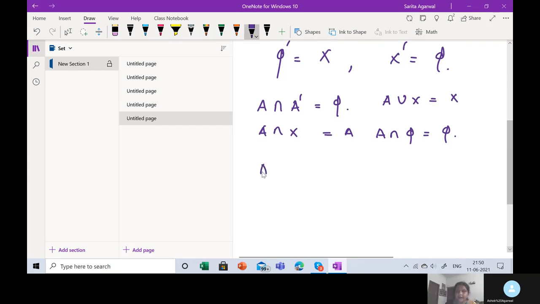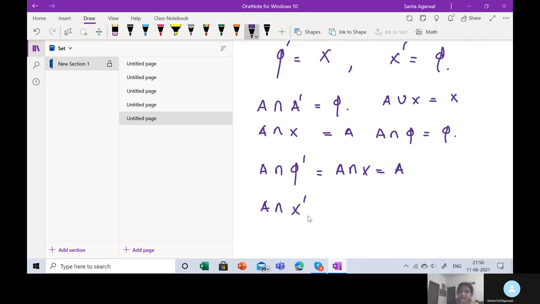Now, similarly, A intersection the complement of the empty set means A intersection X is A. So it is this A. And A intersection with the complement of the universal set means A intersection empty is empty. And we can say it is the complement of the universal set. This is what you say.